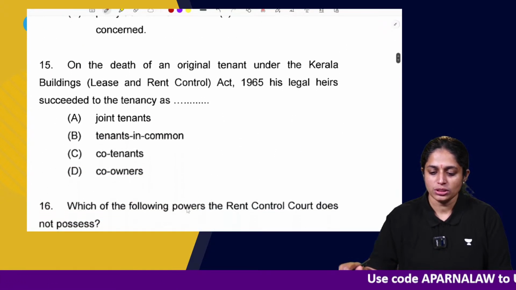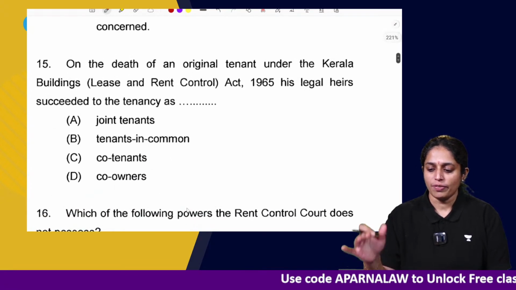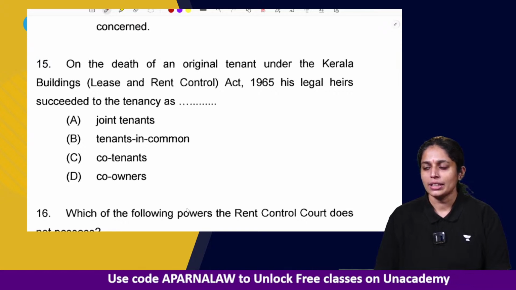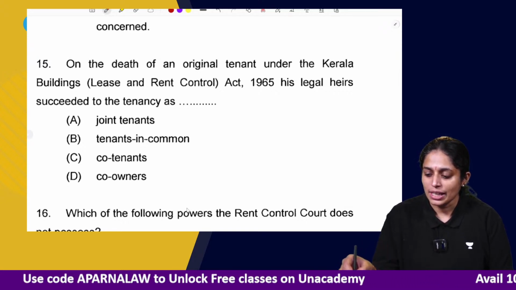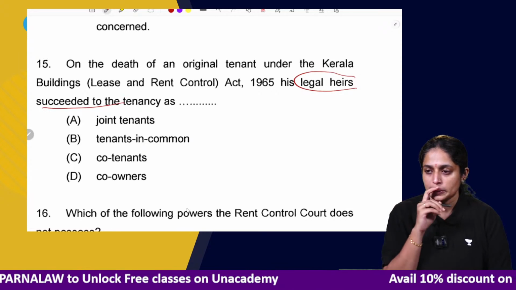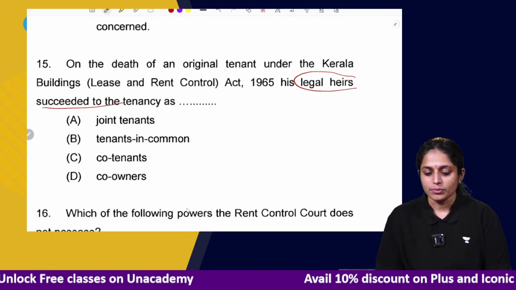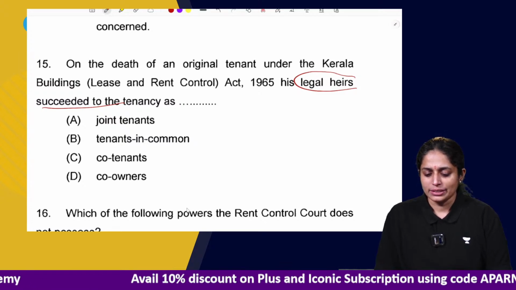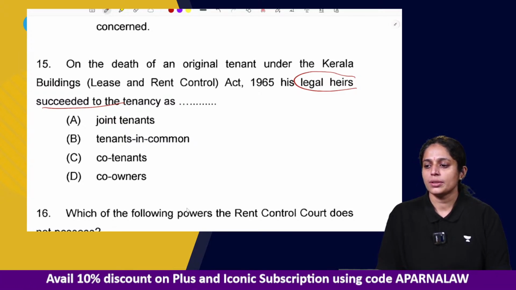Next 15th question. On the death of an original tenant under the Kerala Buildings Lease and Rent Control Act, his legal heirs succeeded to the tenancy as. How do they succeed? A. joint tenants, B. tenants in common, C. co-tenants, and D. co-owners.